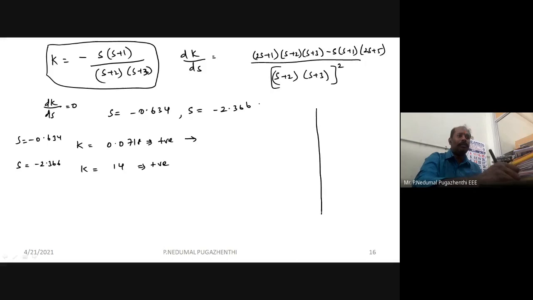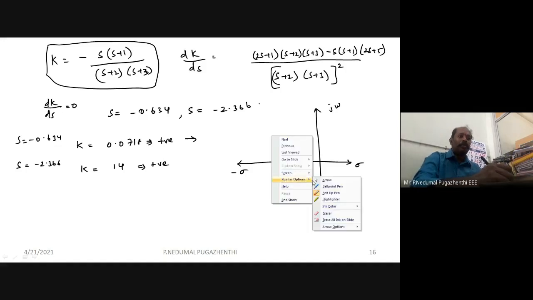So this is lying. If you take the diagram, minus j omega, locate the poles.